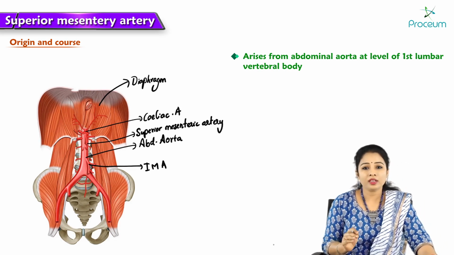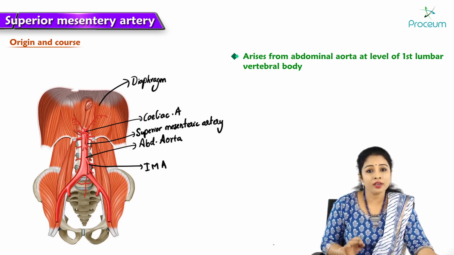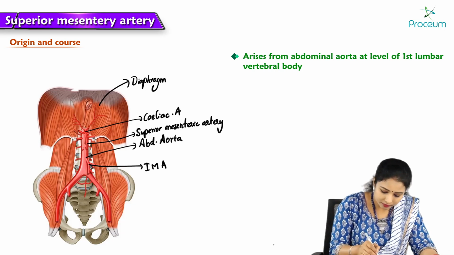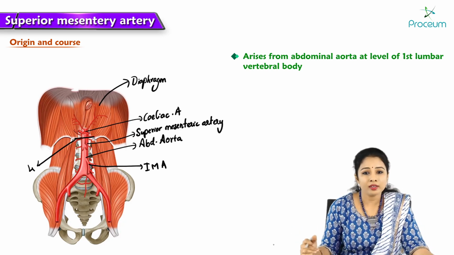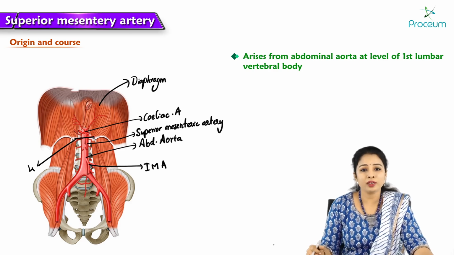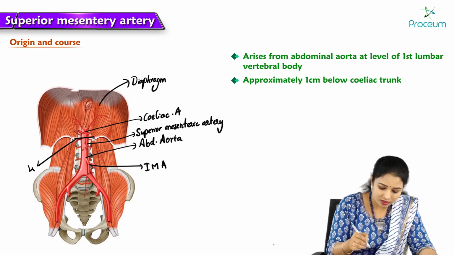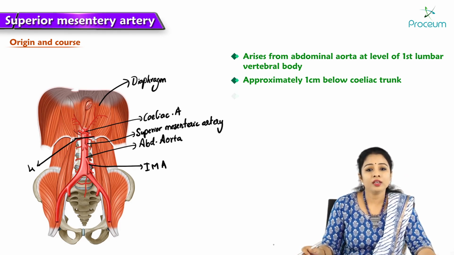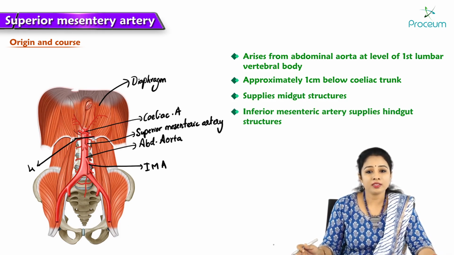So the superior mesenteric artery originates, means it arises, from the abdominal aorta at the level of the first lumbar vertebral body, that is at the level of L1. So this is L1, where the transpyloric plane is located. So it is at the level of the transpyloric plane, approximately 1 centimeter below the celiac trunk. The superior mesenteric artery supplies the midgut, and the inferior mesenteric artery supplies the hindgut structures.